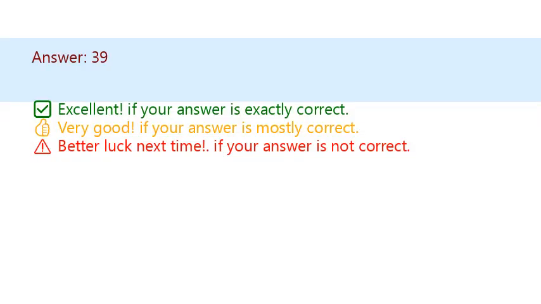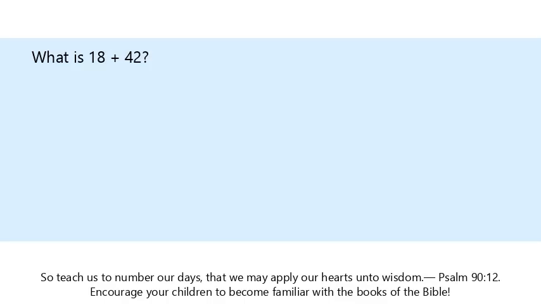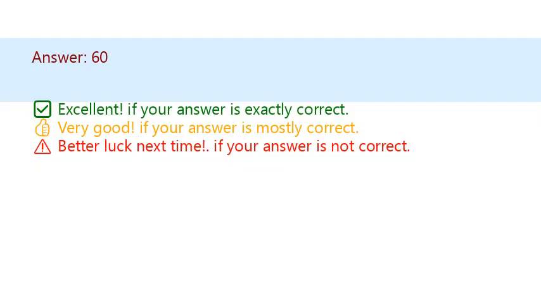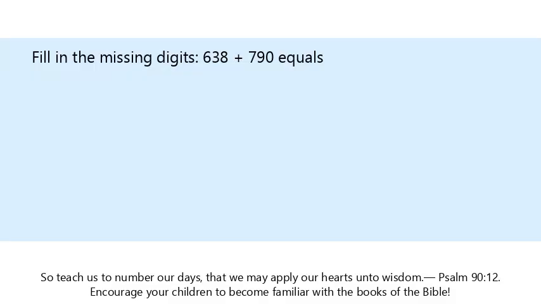Answer: 39. What is 18 plus 42? Answer: 60. Fill in the missing digits. 638 plus 790 equals.